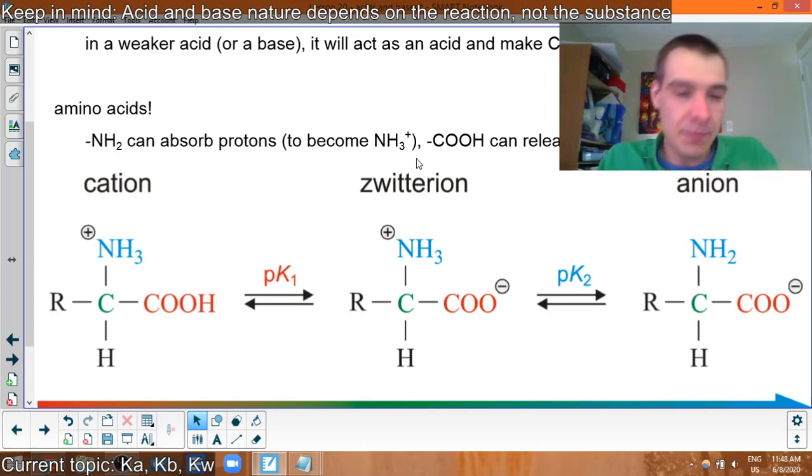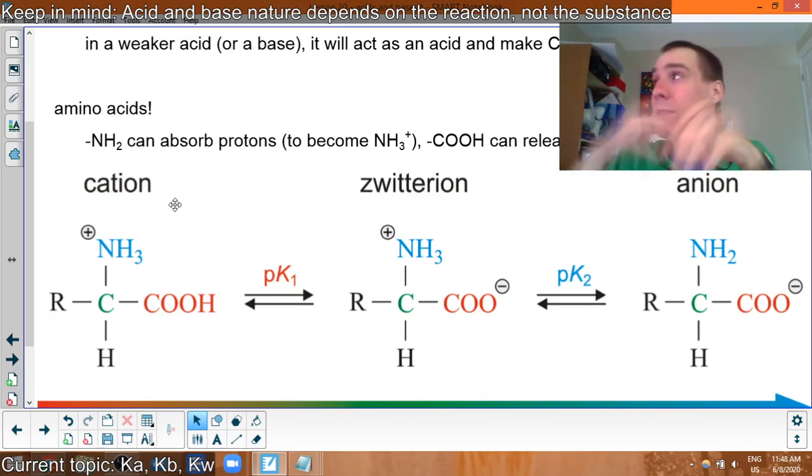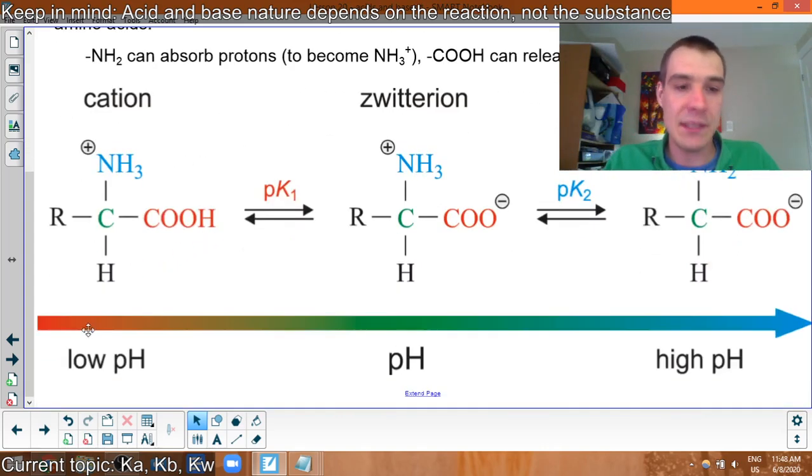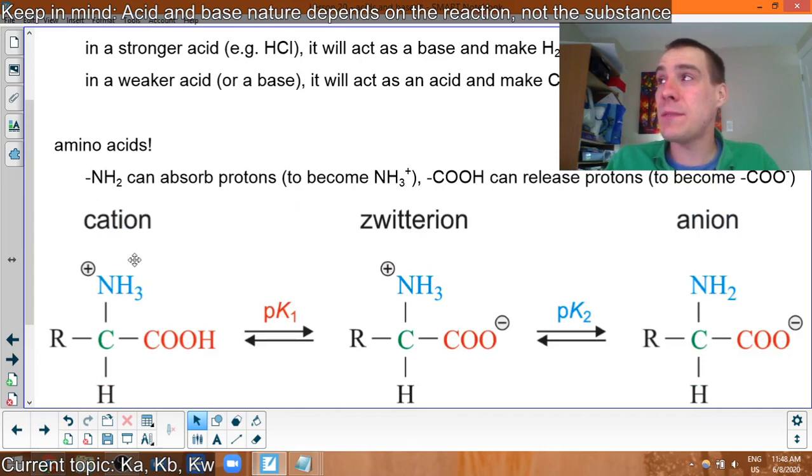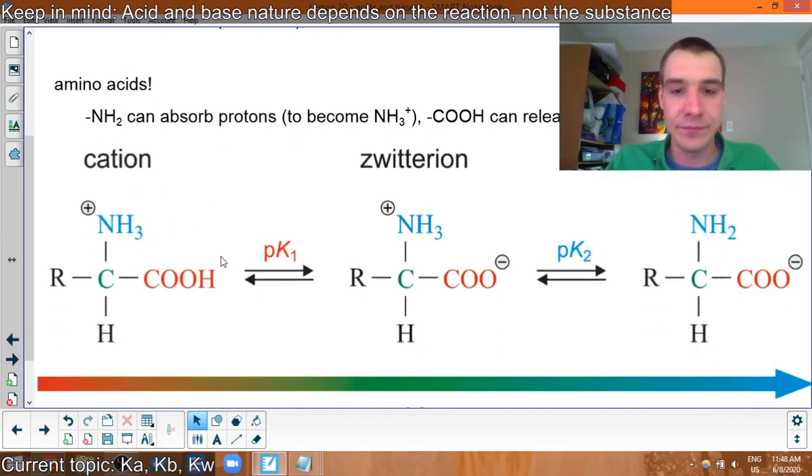Pull in a proton, become an NH3 plus. That'll happen when there's a lot of H plus around, so it happens at low pH. All right, there's a lot of H plus around, they'll go on to the NH2. If there's not a lot of H plus around, it'll go the other way, and the NH3 will give up H plus and become back to NH2.